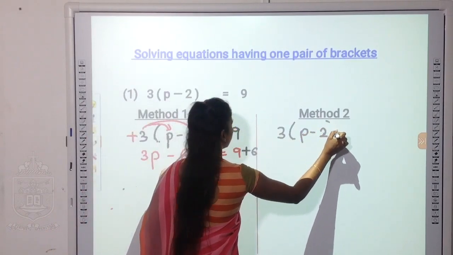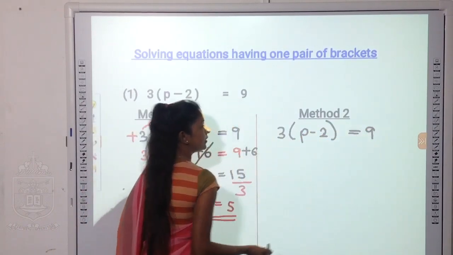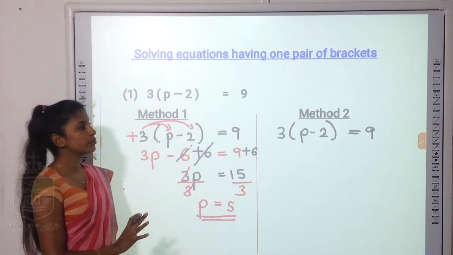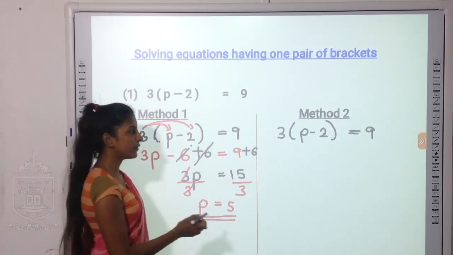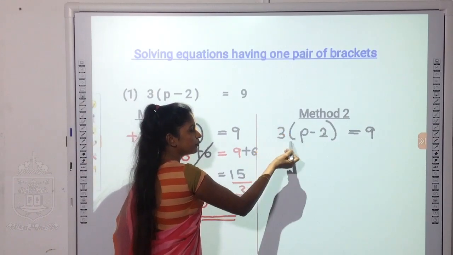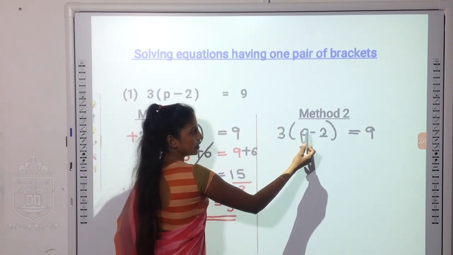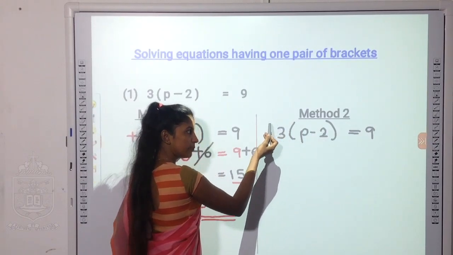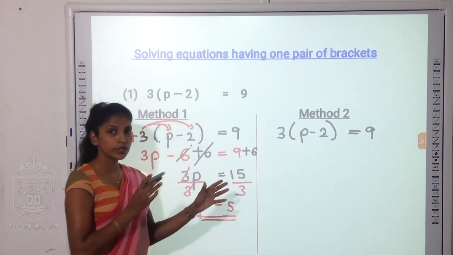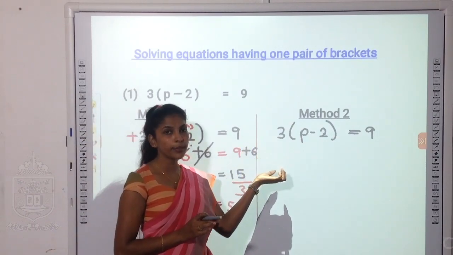P minus 2 equals 9. But in this method, we are not going to multiply, right? We are going to divide. We are going to remove this 3. The terms have been multiplied by this number 3. So I am not going to multiply, I am going to cancel this number at first.